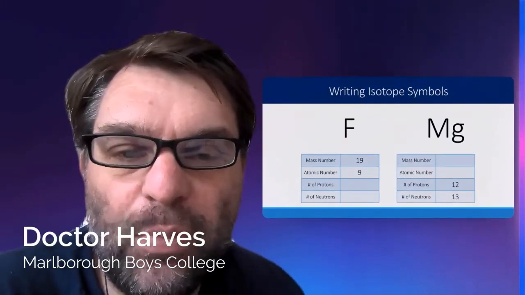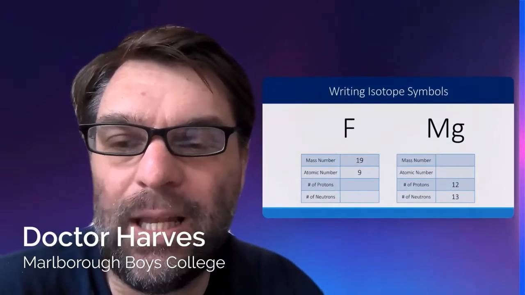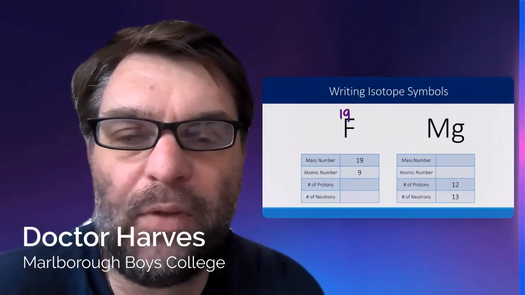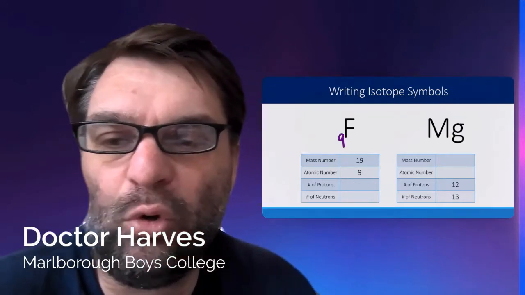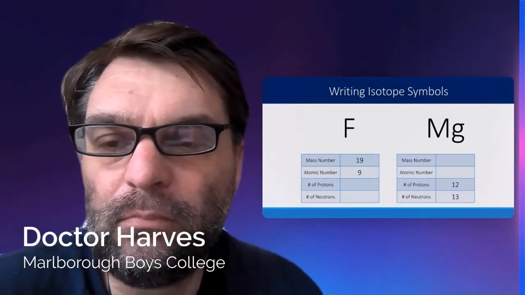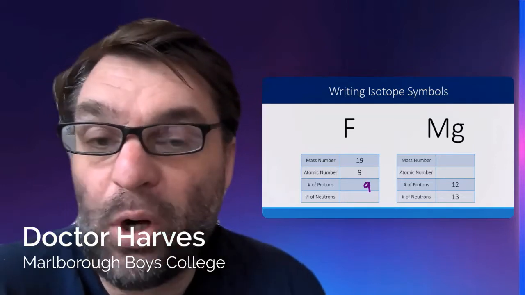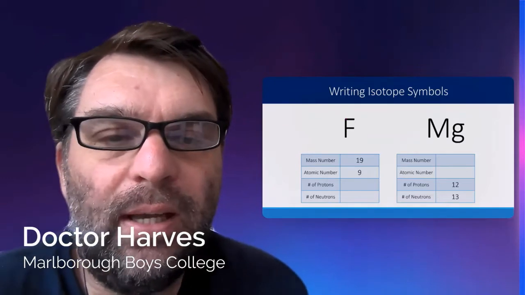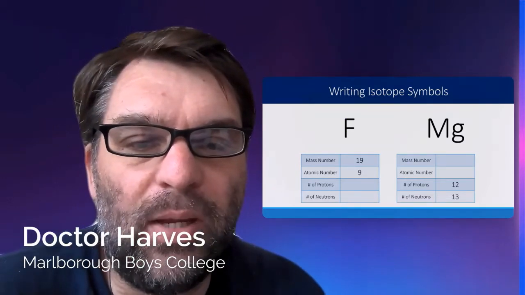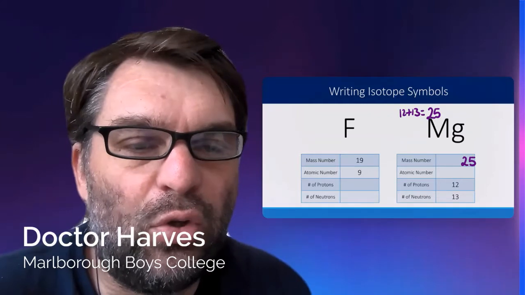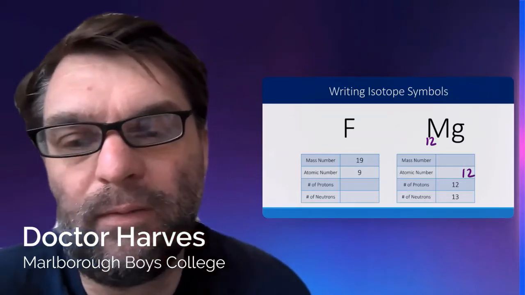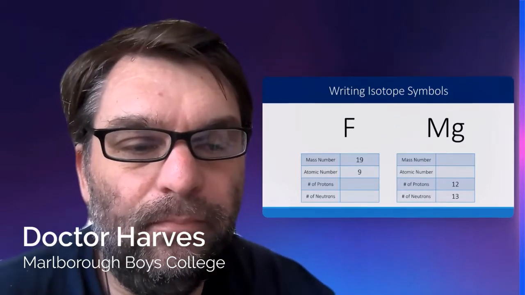And in terms of isotopes, the mass number for this particular isotope is 19. That goes at the top. The atomic number is 9. Every fluorine atom has 9 protons. Therefore, the number of protons is 9, and the number of neutrons is 19 minus 9, or 10 neutrons. For magnesium, the mass number is going to be the sum of the protons and neutrons, so 12 plus 13, or 25. The atomic number, the number of protons, is 12, and that's how you would do that nomenclature.